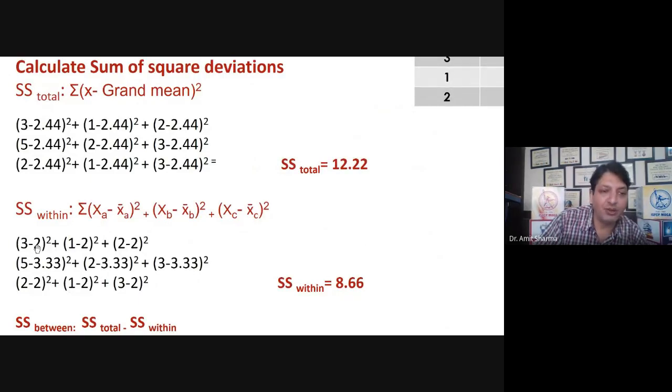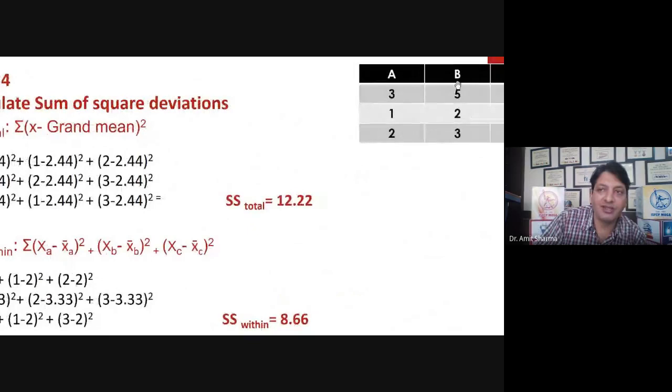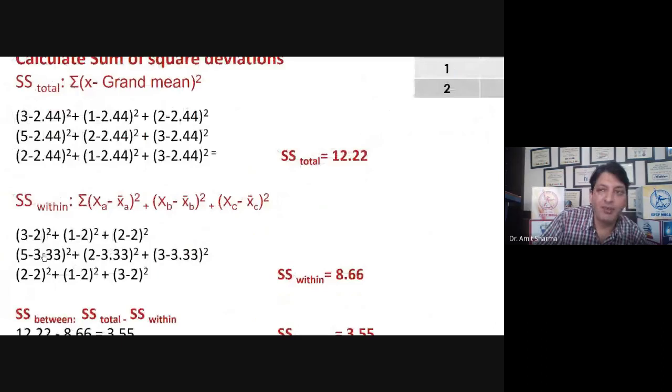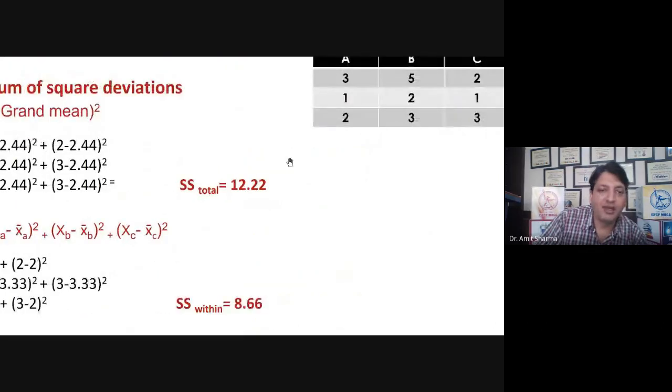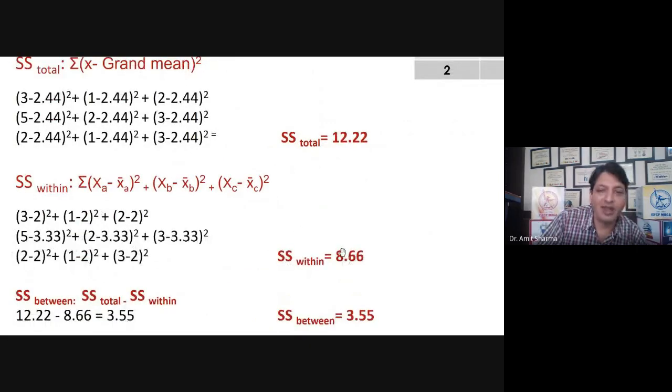So 3 minus 2, here 2 is representing the mean of group A, and if you can see 5 minus 3.33, here 5 is this one, that is the observation of B, and this 3.33 is the mean of group B. Clear? So like this you can follow and you can calculate the SS within, and we have got 8.66. And to calculate the SS between, we have to reduce the both value. 12.22 minus 8.66, we have got the 3.55.